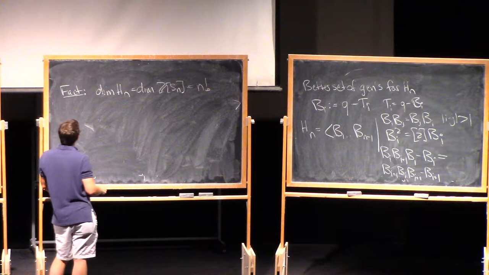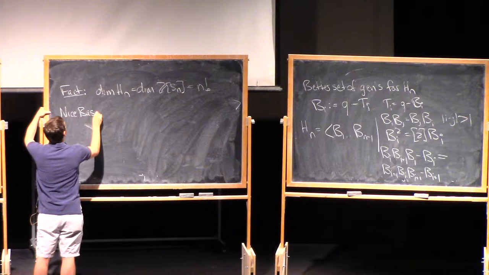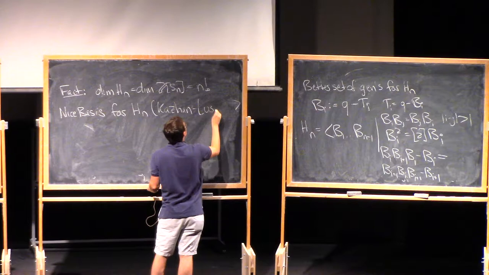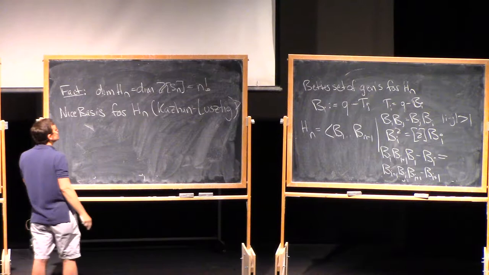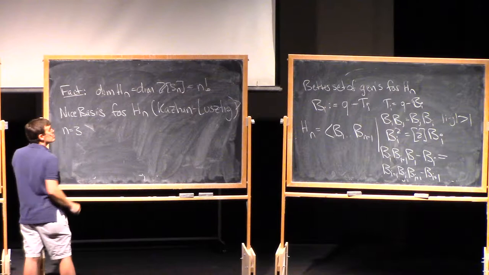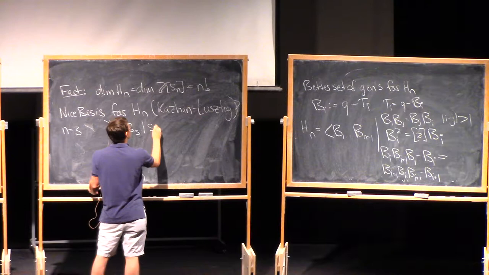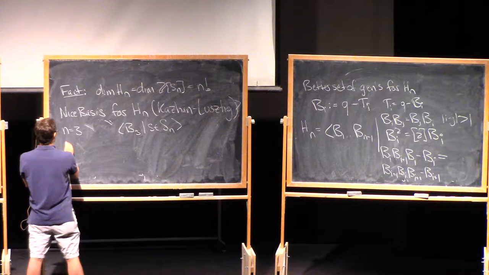Okay, and so there's a sort of nice basis for H_n called the Kazhdan-Lusztig basis. The hardest thing here is to spell Kazhdan and Lusztig properly. I don't want to define this basis in general, but I'll just discuss it by example in the case n equals 3. So let's call this basis B_s, where s runs over the set S_n. And so, for example, B of the identity element is just 1 in the algebra.